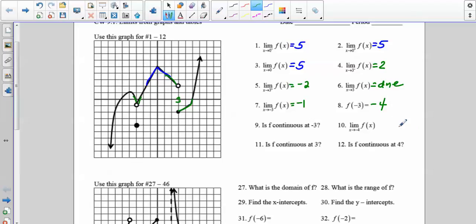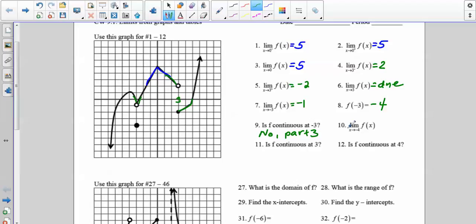So problem 9 says, is f continuous at negative 3? Well, the first question is, is it continuous, is that value defined? And yes, it's defined at negative 4. The second question is, does the limit exist? And yes, the limit exists at negative 1. But the third question is, is the defined value equal to the limit? And it's not. So we would say f is not continuous at negative 3 because of part 3 of the continuity definition.